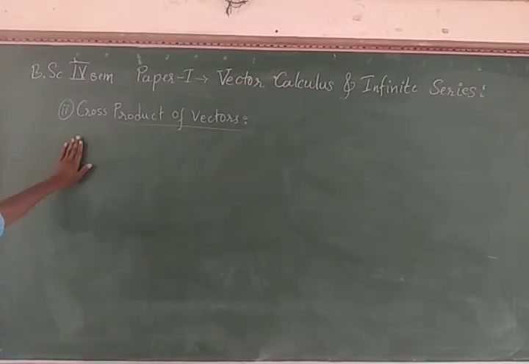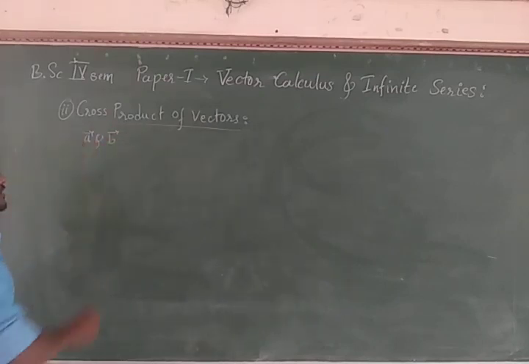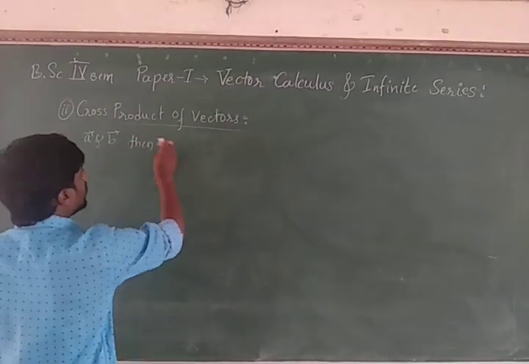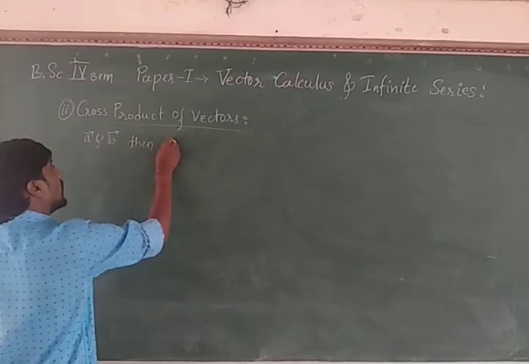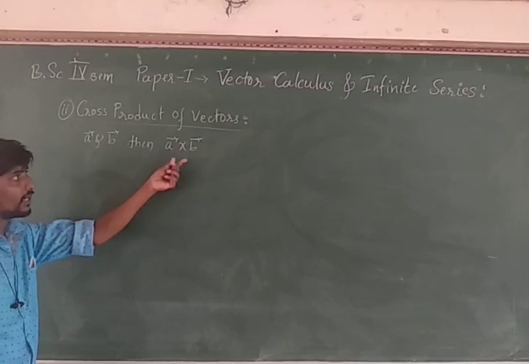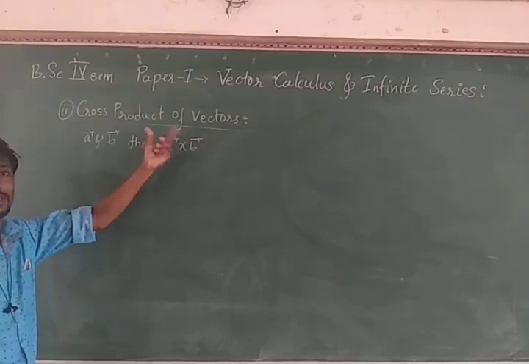Okay, so now let's move on to the definition. What does the definition say? Let a and b be any non-zero vectors. Then the cross product of a and b is denoted by a cross b. So a cross b is not multiplication. Okay, remember that. It is just a cross product, it is an operation.